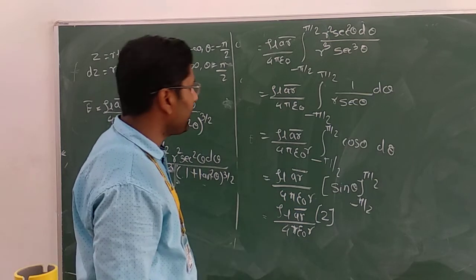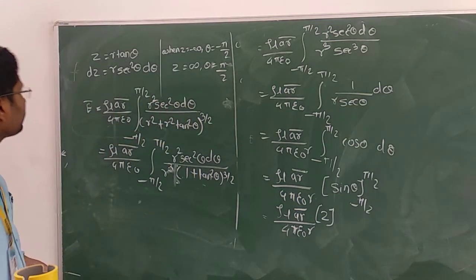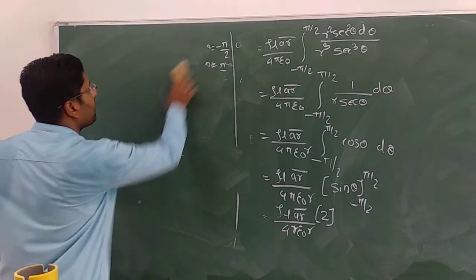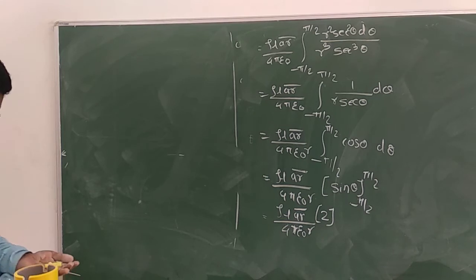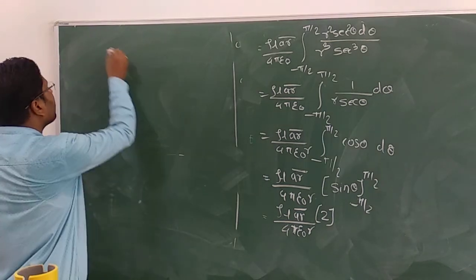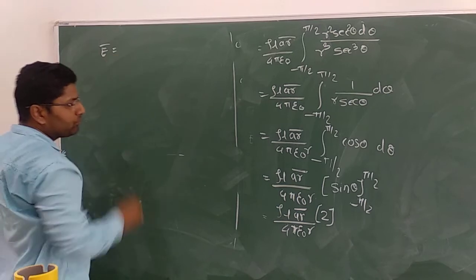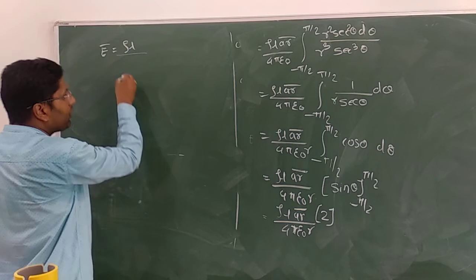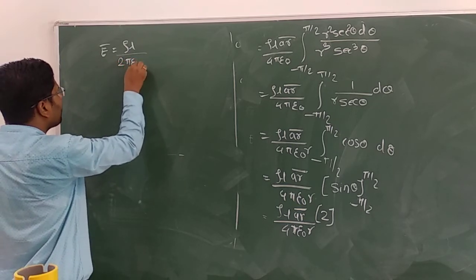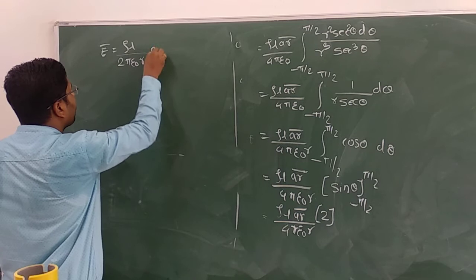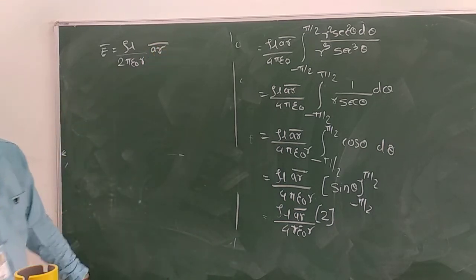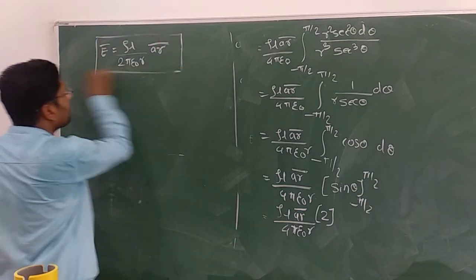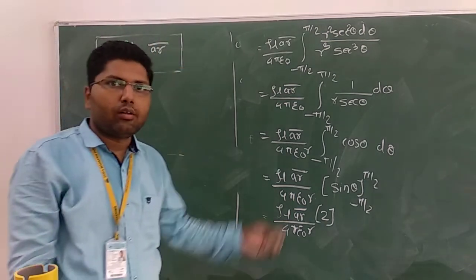So what is the final answer? Final answer I am writing here. Final answer will be E bar is equal to rho L divided by 2 pi epsilon 0 r AR bar. Okay, that is for line charge.